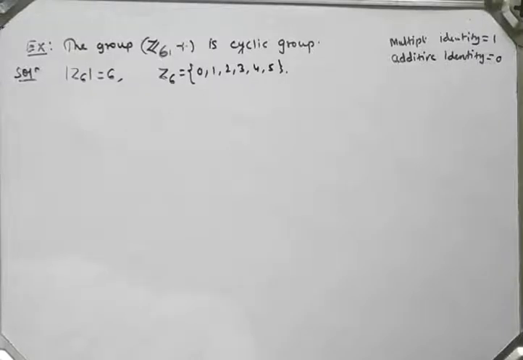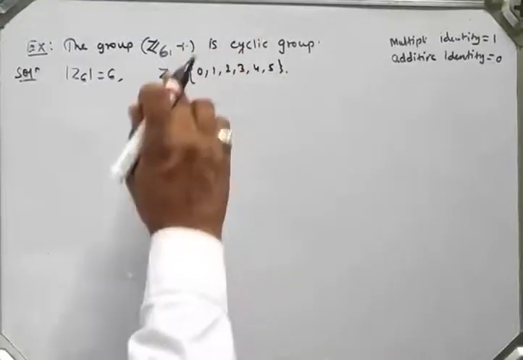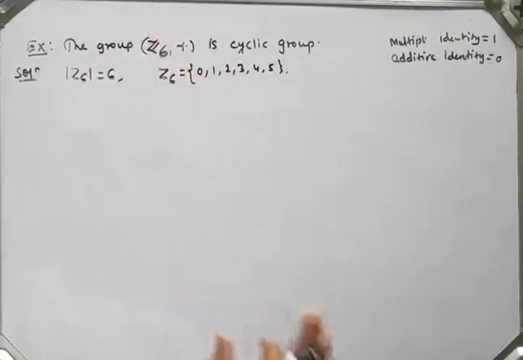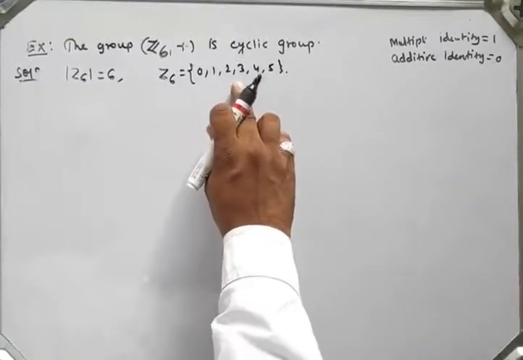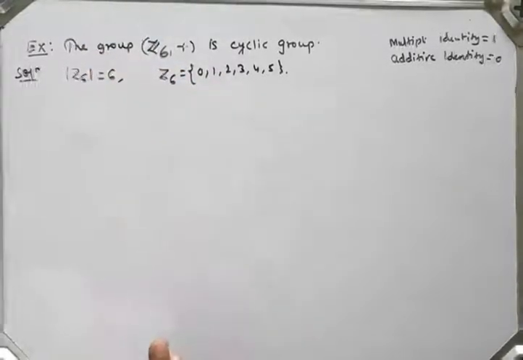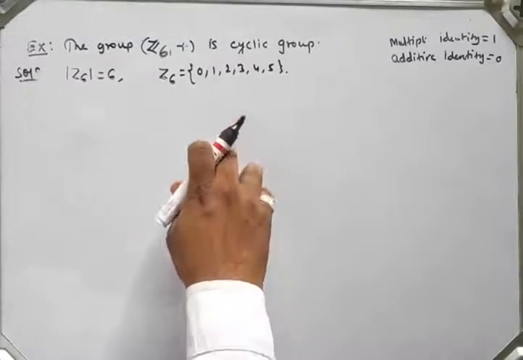If there exists a generator, then we say that Z6 is a cyclic group. If there does not exist an element which generates the whole group, then it is not cyclic. If there exists an element which generates the whole group, then it is a cyclic group. Or we say that if there exists an element whose order is the same as the group order, then the group is cyclic.